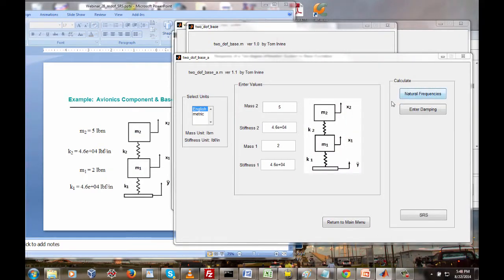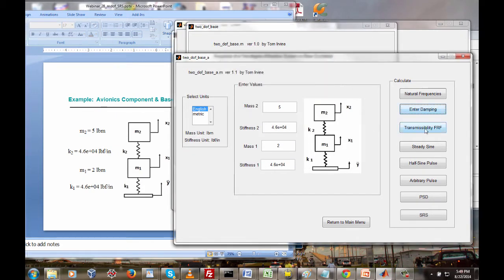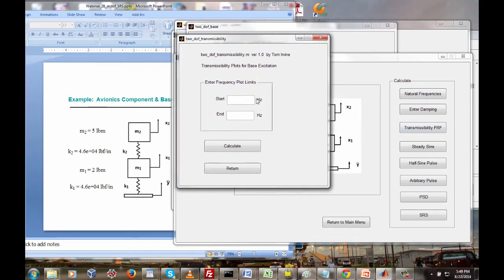Okay, now once we've done our modal analysis, our normal modes analysis, we can enter in our damping. And we're going to have uniform Q is equal to 10, which is going to be 5% damping. So 5% damping or amplification factor Q is equal to 10 for both of the two modes. So we save that. Now after we've saved that, we see several other buttons have become visible. So there's all sorts of other types of analyses we can do. And let's go ahead to transmissibility frequency response function, or FRF. And we're going to plot this from 10 to 10,000 hertz.